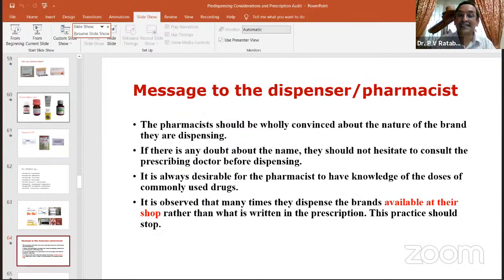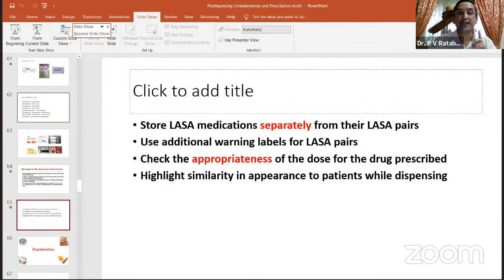And it is observed that many times they dispense the brands available at the shop rather than what is prescribed. So please do not give something that is available at your pharmacy. Just clarify what exactly the doctor has prescribed. So store LASA medications separately from LASA pairs. This is one important advice I would give you.